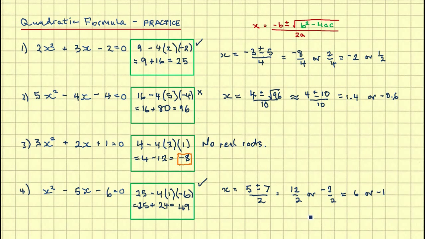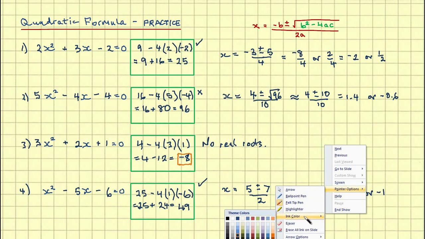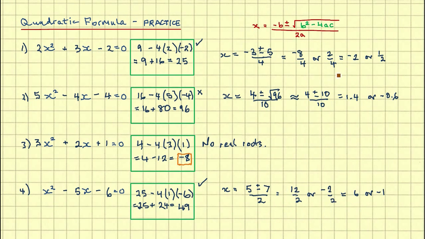And as a final check, what you should always do, especially if you've got time at the end of an exam, is you should take these answers that you've got and plug them back in to your original equation. So we're going to check this one first. So minus 2 squared is 4, 2 times 4 is 8. And then you've got minus 6 here, minus 2, so that's minus 8. So that checks. So we'll say this one's correct.